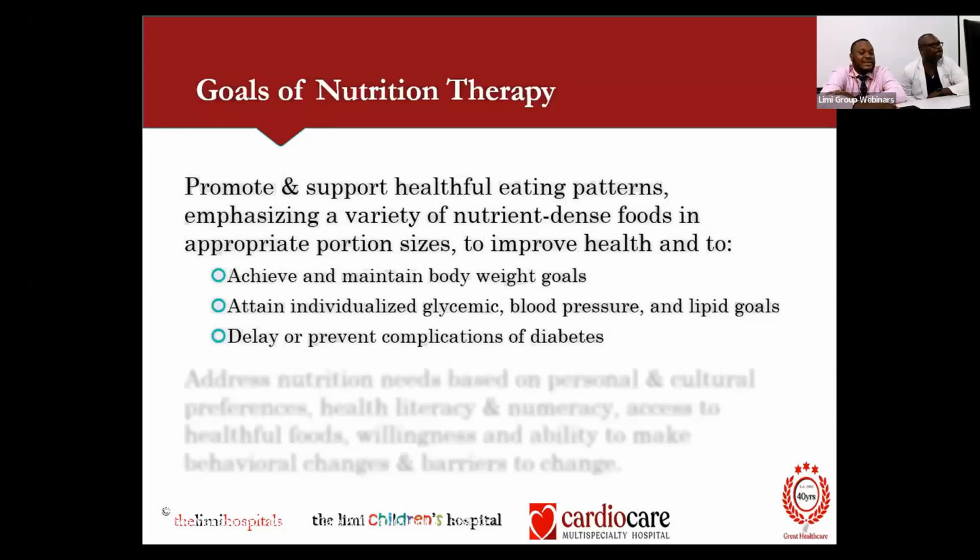So ideally, patients with diabetes should have a particular weight goal, a BMI goal. So they should be at a particular weight and a particular BMI. We'll talk about that as we go on. Then also, we want particular glycemic, blood pressure, and lipid goals. So it's by their nutrition, what they are consuming, that will lead to all of this, like glycemic, blood pressure and lipid control. And also it will help in delaying and preventing complications that might arise from diabetes.